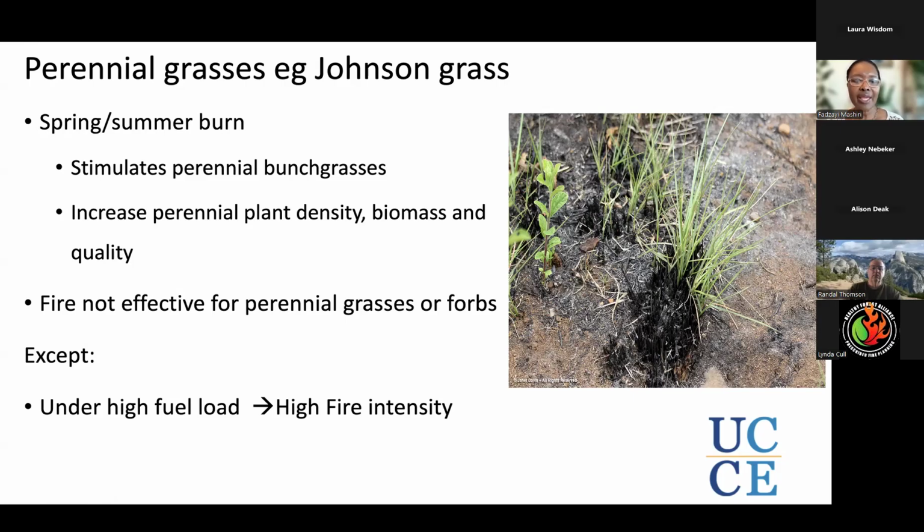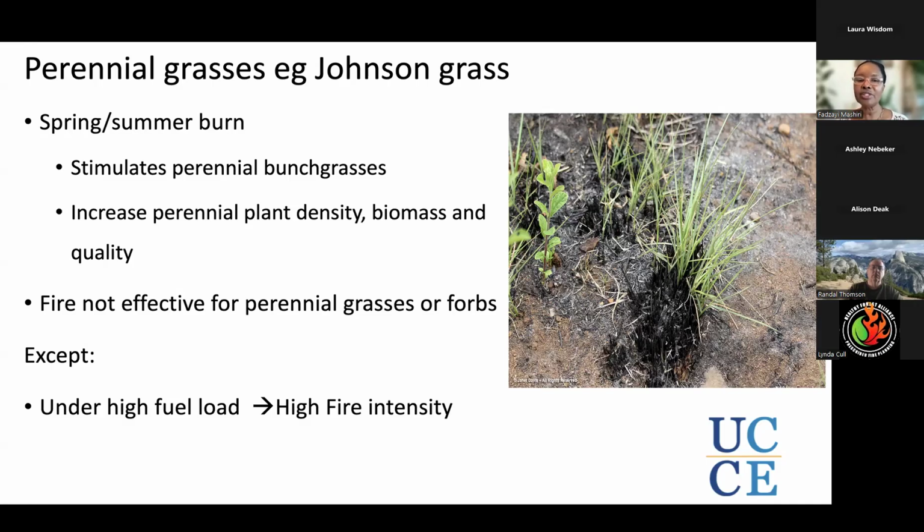And so fire is really not an effective tool for controlling perennial grasses and forbs, except if you have an extremely high fuel load, which will almost kind of like nuke the area. And most of the time, that's not what we are trying to do, especially if we want our plants to continue to graze in there. Or you can do that if you're going to be maybe seeding those areas again.